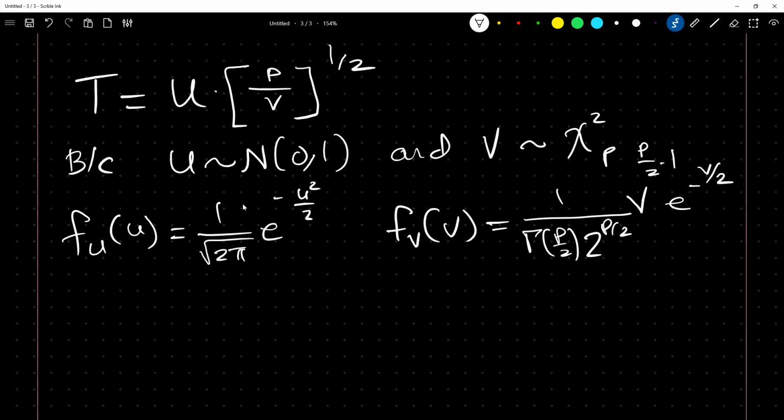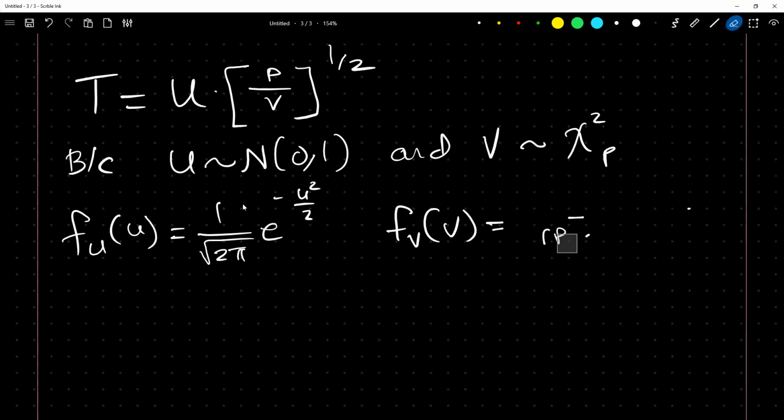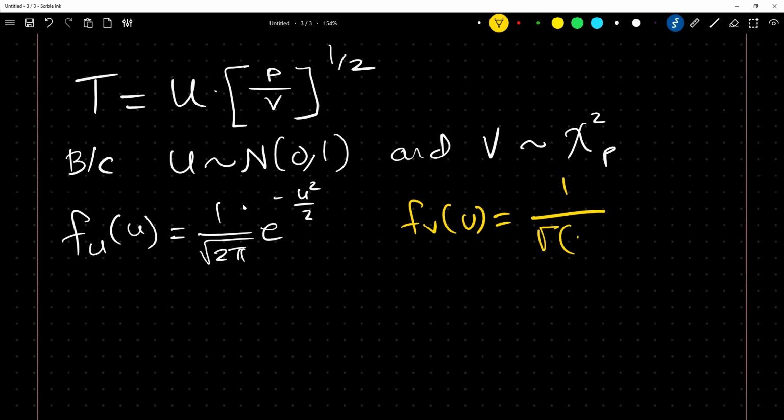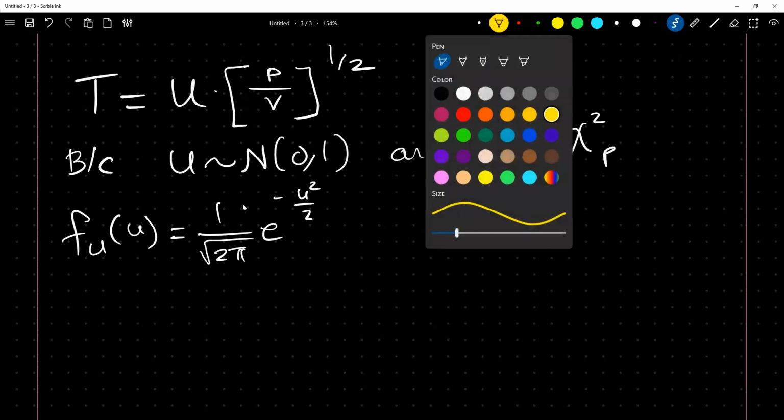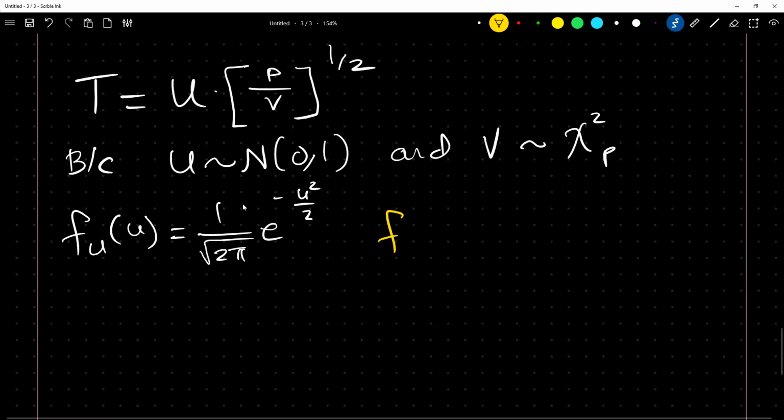Okay, so these are our, hold on, I want to move that so that it's easier for you to see. Sorry about that. I'll just change the color here. So f of v equals 1 divided by gamma p over 2. Well, no, it's too big. Just a moment, I will fix this. Let's make it a little bit smaller. Okay, and I'm going to move it this way.